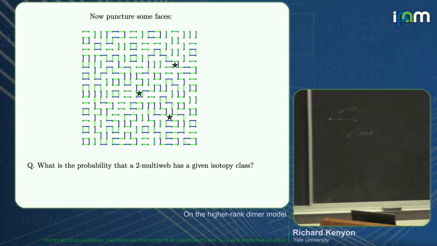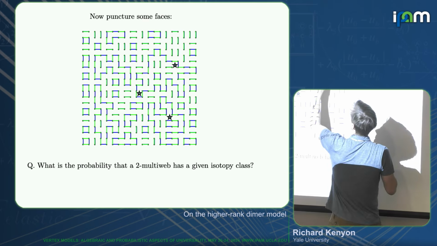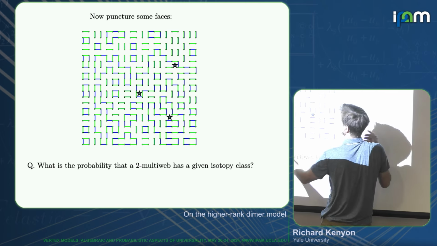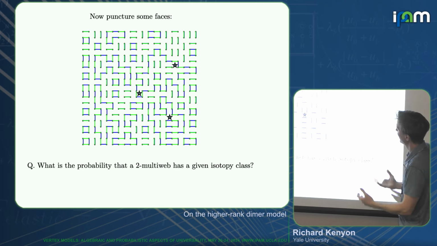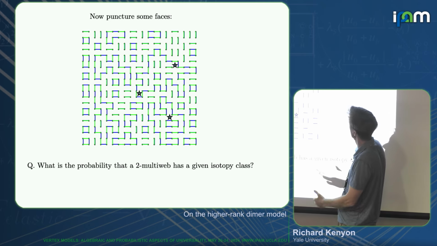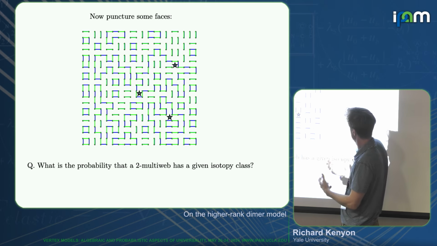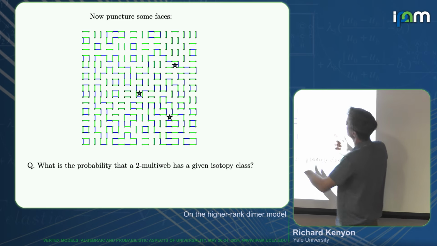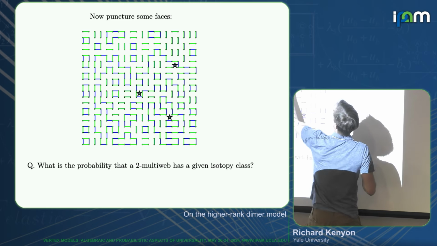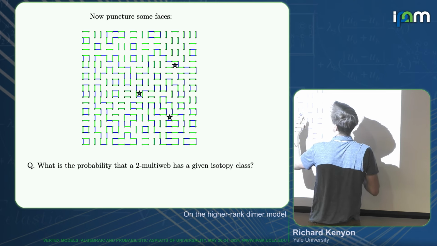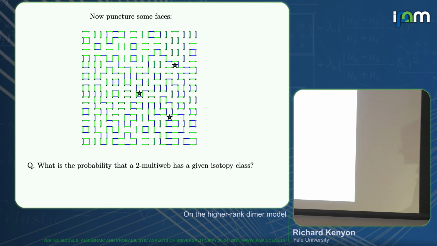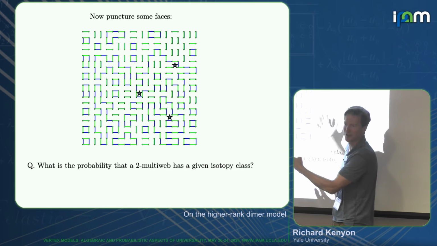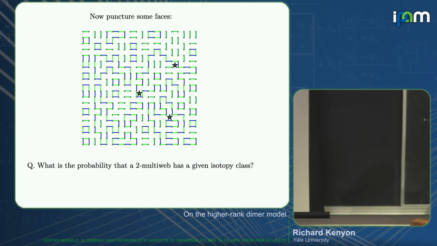And the way you do it is you puncture some of the faces. For example, ping, ping, ping. I think of my graph as lying now on this punctured surface where I've punctured some faces. And I can ask a question of the type, what is the probability that my 2-multiweb has a certain isotopy class in the complement of those punctures? Like, what's the probability that there's a loop which winds around these two punctures and another loop which winds around that puncture? Okay, that's a kind of non-trivial thing to compute, not a local event.